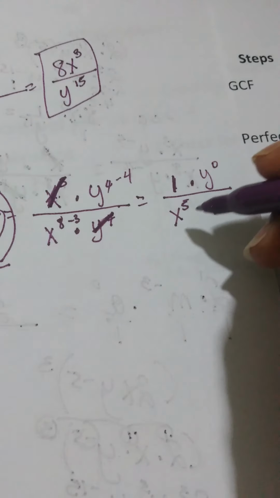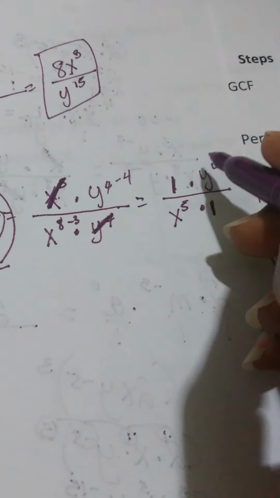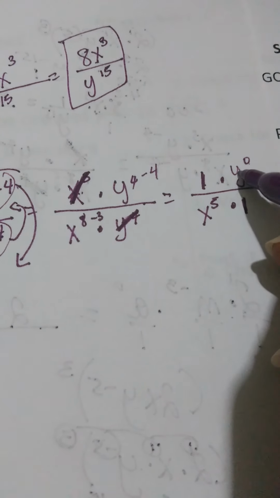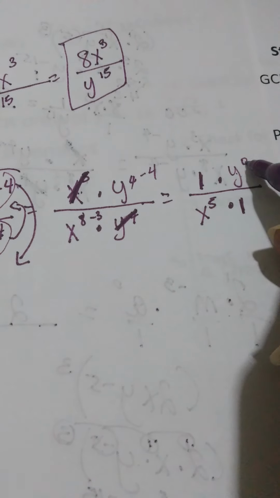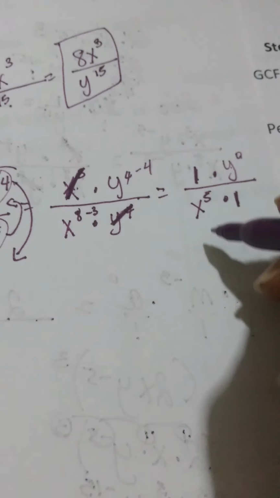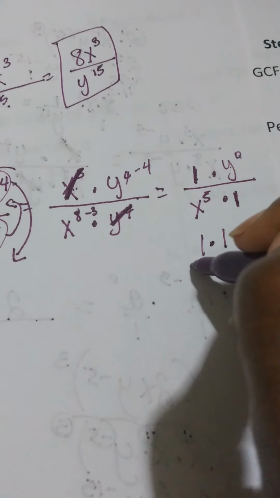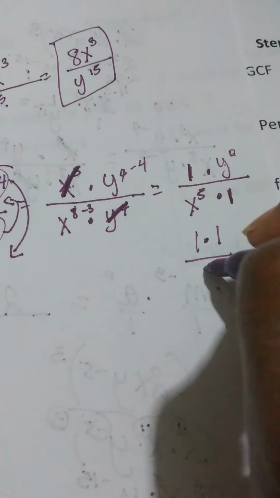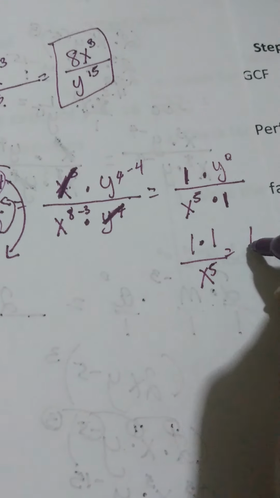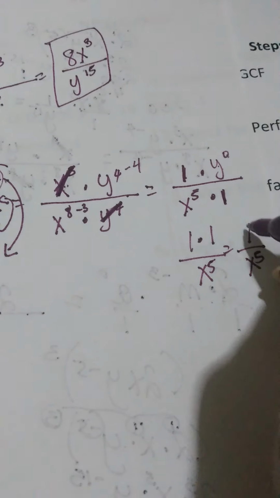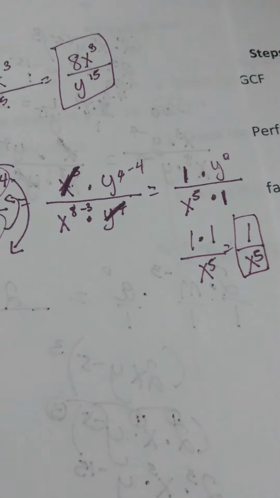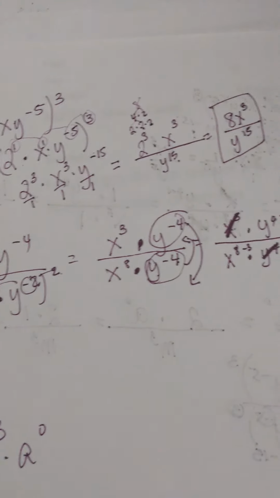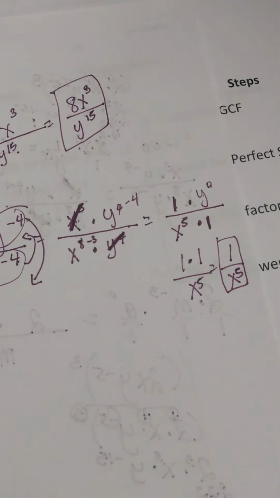Okay, let's simplify this. Remember, y to the 0 power, what does that mean? Well, that means this is just 1, because remember, anything raised to the 0 power is just 1. So here I have 1 times 1 at the top, and at the bottom I'll have x to the 5th times 1, which is just x to the 5th. So my final answer will be 1 over x to the 5th power. Okay? So let me zoom out again to show you number 2, what I did.